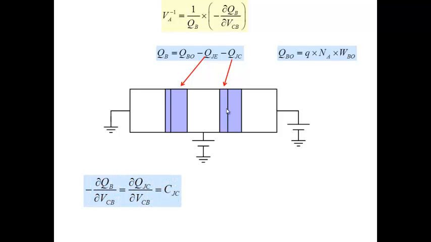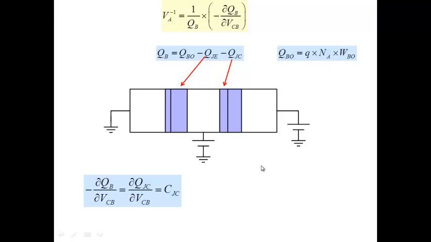So it's easy now to see that the derivative of QB with respect to VCB will be nothing but, because the other two terms are constant, the derivative of QJC versus VCB, which is nothing but the junction capacitance. That's the definition of depletion capacitance: change in depletion charge versus the change in voltage applied across that particular junction. So I have VC here and I have base voltage here. So that, by definition, is the junction capacitance here.